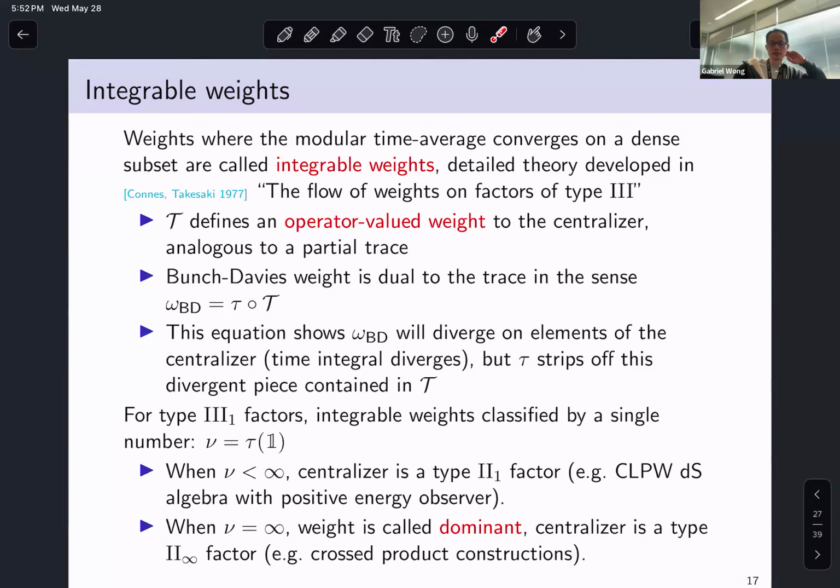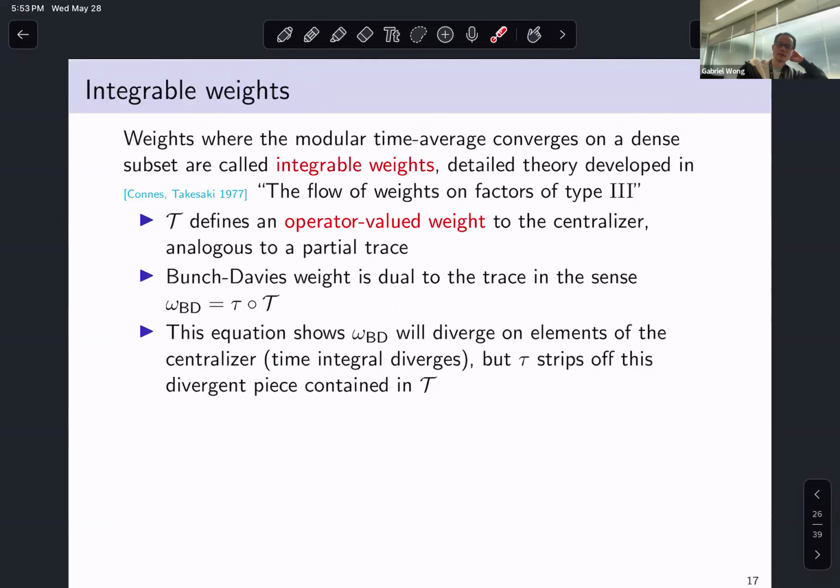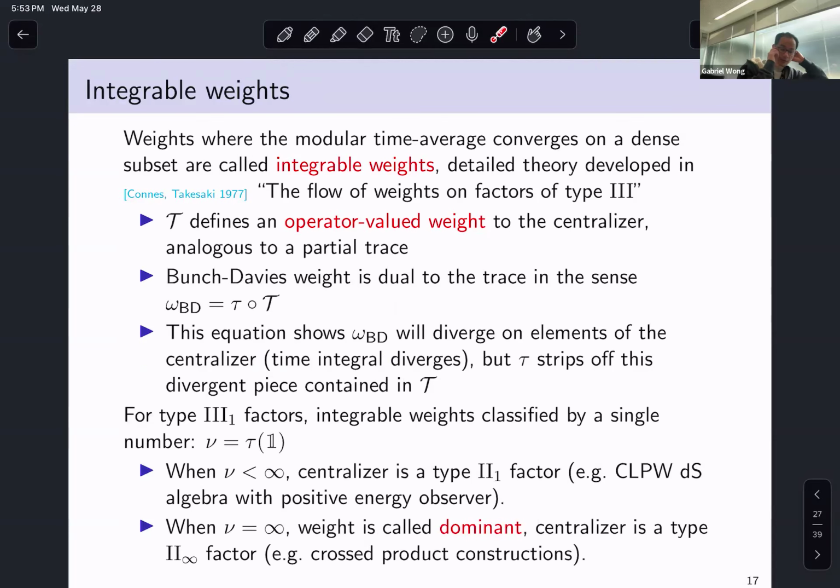Okay. I was just writing this to say that you would want to take expectation values in the Bunch-Davies weight. Yeah. But those are all divergent because of this thing. So for the operators invariant under modular flow, it diverges, but it diverges in a kind of universal way. And once you strip off that divergence, you get this finite piece left over, which is this trace. I see. Okay. All right. Thank you.